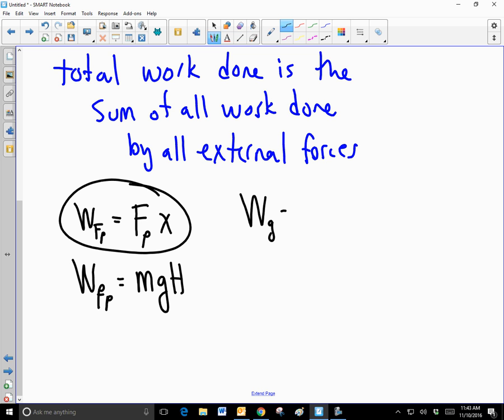So the work done by gravity is the force that gravity did times the distance over which gravity acted. But what was the force of gravity in this case? mg, and the distance that gravity acted over? Distance h. Now, since gravity was working in the opposite direction to the way I was going, it did negative work on the system.